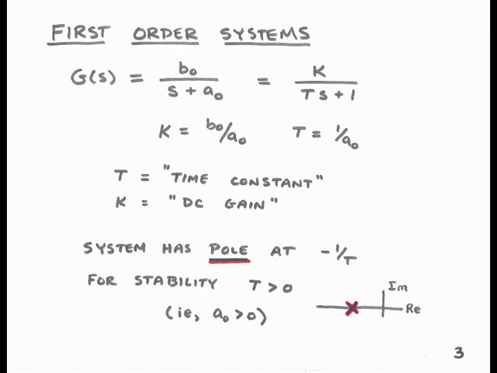So first-order systems. In this case, we're talking about a transfer function, g of s, which can be written as b naught over s plus a naught, or, if we switch to a time constant form, can be written as k over capital T s plus 1, where capital T is called the time constant, and k is the DC gain. Now the relationship here between the DC gain k and time constant and the original coefficients b naught and a naught is k equals b naught over a naught, and capital T, the time constant, is 1 over a naught.